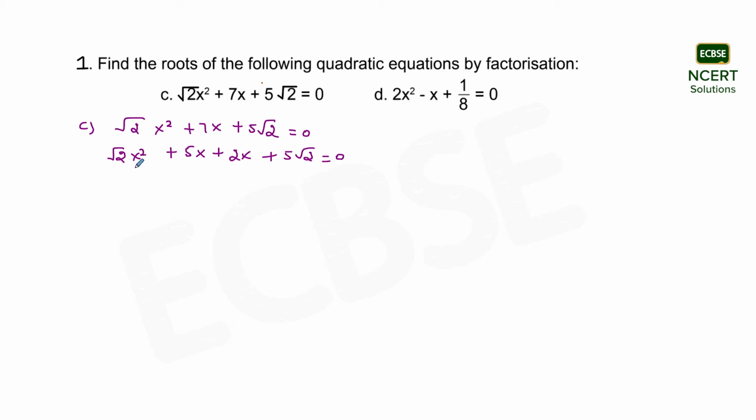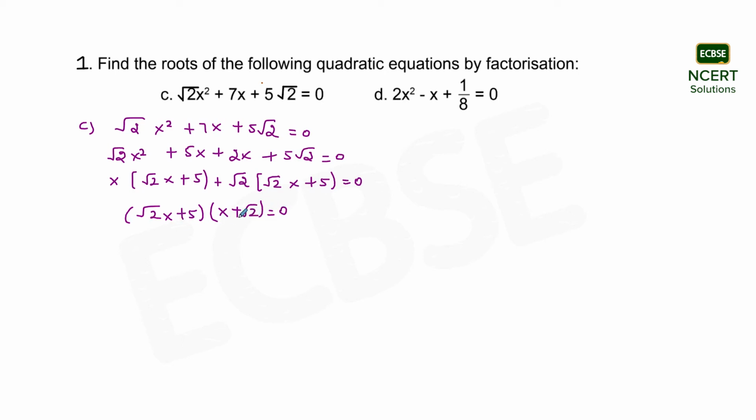Now if I observe the first and the second term, here I can take x common. So I'll be left with root 2x plus 5. And if I observe the third and the fourth term, I can easily take root 2 common from both the terms. Here in the bracket, I'll be left with root 2x plus 5, which is equal to 0. So I can write it as root 2x plus 5, x plus root 2 is equal to 0.